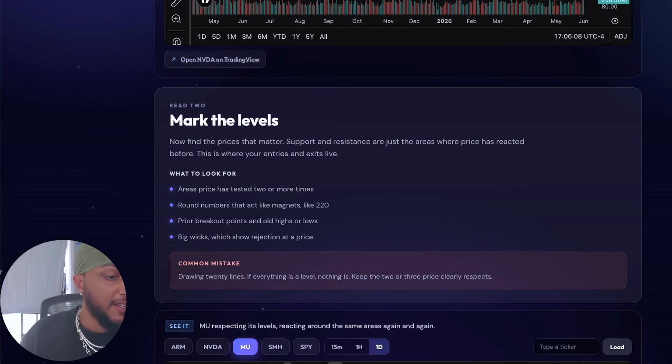So step number 2, make sure you mark all the levels and make sure they're all important levels. Again, if you're using the indicator we have, OD Key Levels Pro has all levels marked out for you, so you don't have to worry about marking out random levels and being confused.